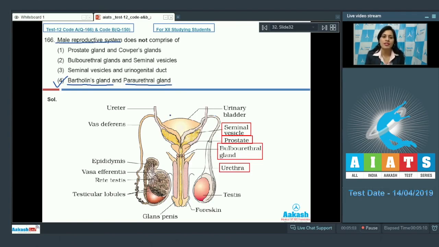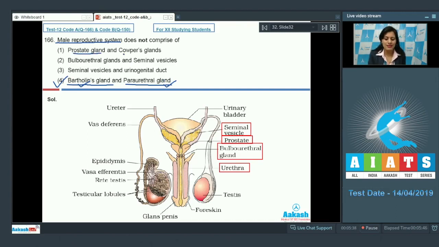In female reproductive system, greater vestibular or Bartholin's glands are a pair of small reddish yellow glands on each side of vaginal orifice and secrete alkaline secretion for lubrication and neutralizing urinary acidity. On the other hand, paraurethral gland or lesser vestibular gland are small mucous glands present between urethral and vaginal orifice. Let's discuss rest of the options.